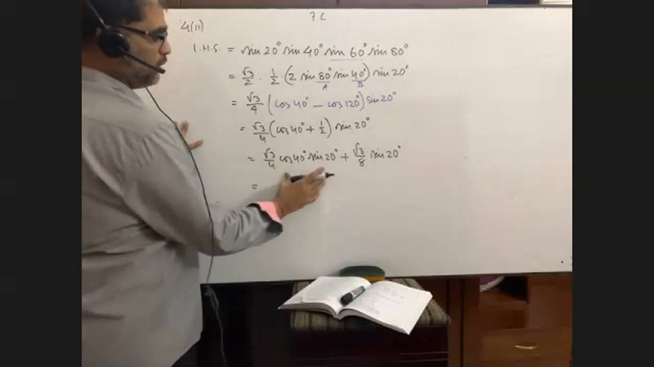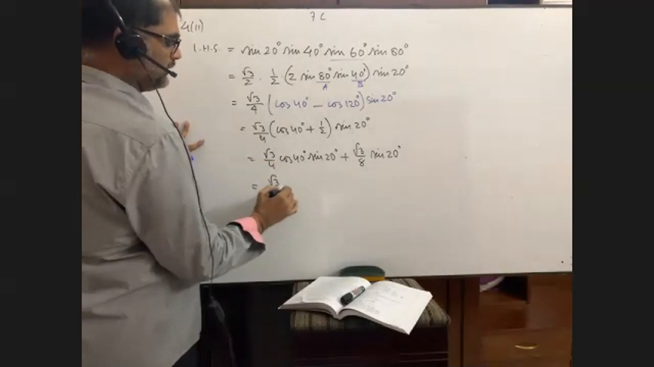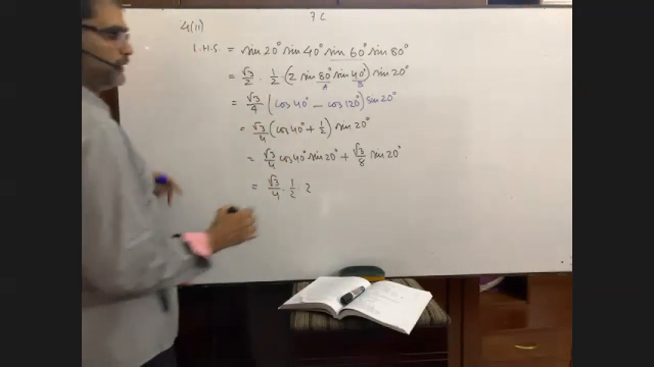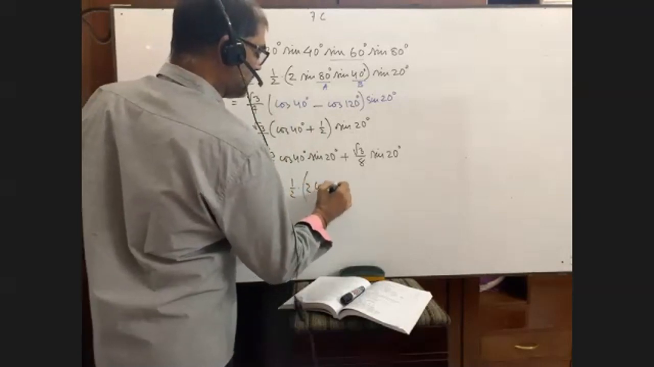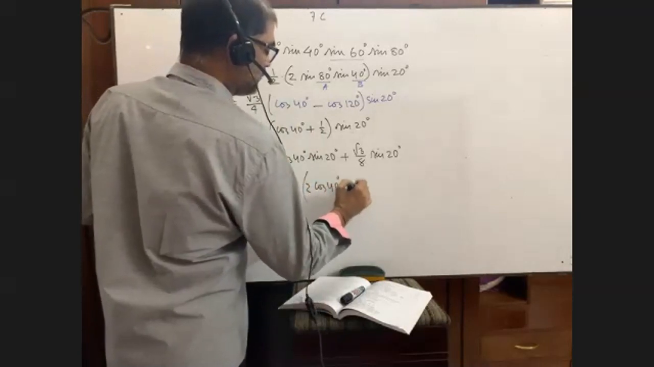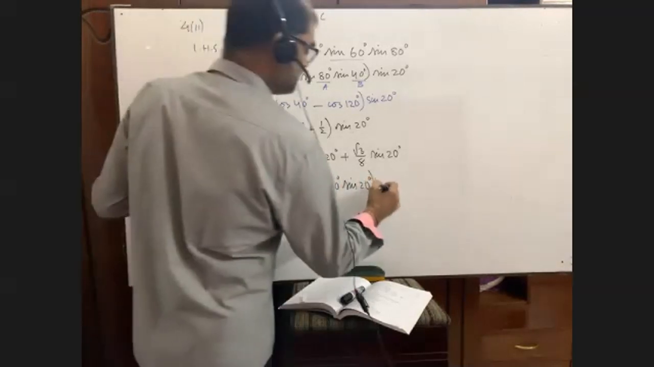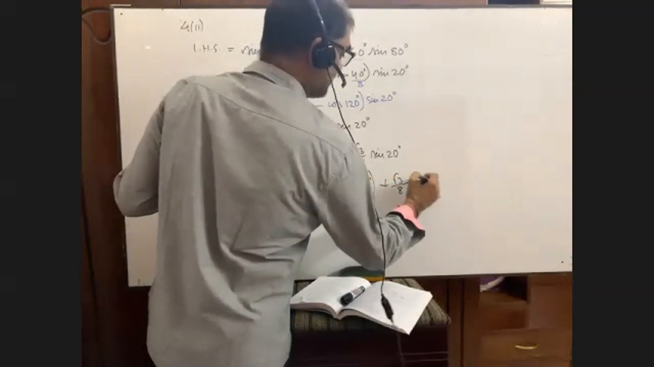Now again, what can be written, as I told you, root 3 by 4 is to be written into half, right? Into 2. Can you remember, please? That is cos 40 degree, sine 20 degree, first bracket is done. Then it is root 3 by 8, sine 20 degree.